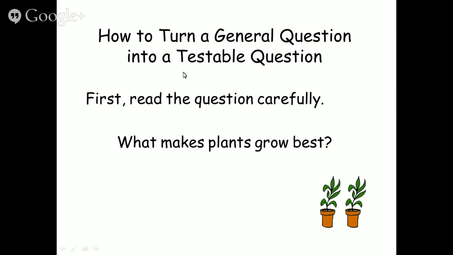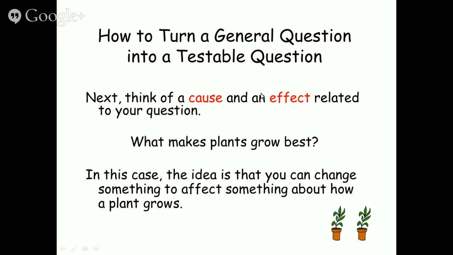How to turn a general question into a testable question. First, read the question carefully. What makes plants grow best? Next, think of a cause and an effect related to your question. In this case, the idea is that you can change something to affect something about how a plant grows. The word grows makes me think dependent variable, but we still don't know what the independent variable is. I know we will be measuring the plant growth for the dependent variable, but what will be changing for the independent variable?